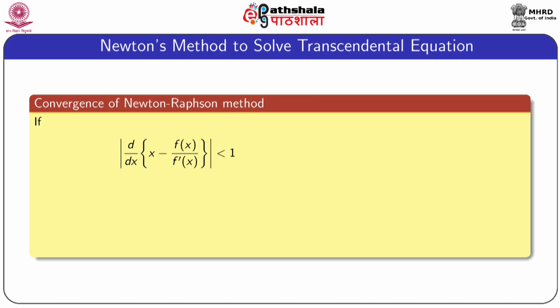Now we discuss the condition for convergence of the Newton-Raphson method. The condition is that the absolute value of the derivative of the expression x minus f(x) by the first derivative of f at x is less than 1, or the absolute value of f(x) times the second derivative of f at x is strictly less than the absolute value of the first derivative of f at x to the power 2. If this condition is satisfied, then the Newton-Raphson method converges.